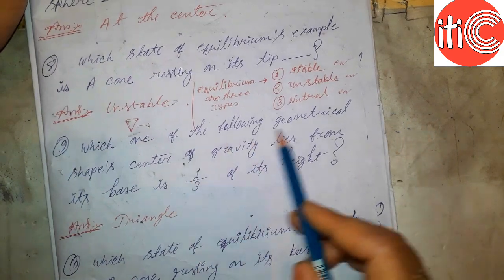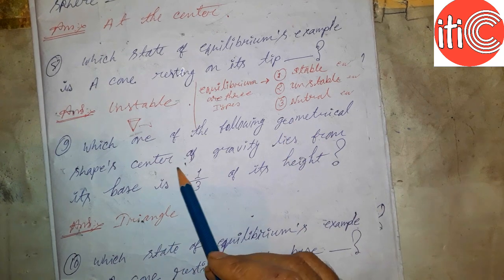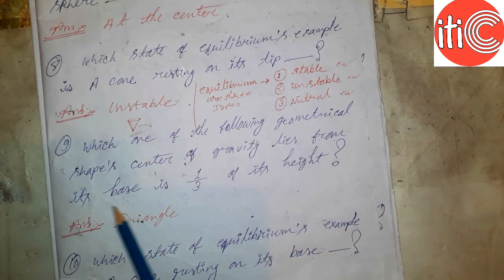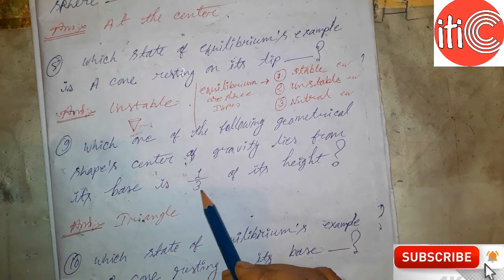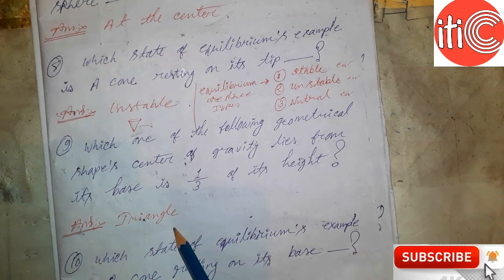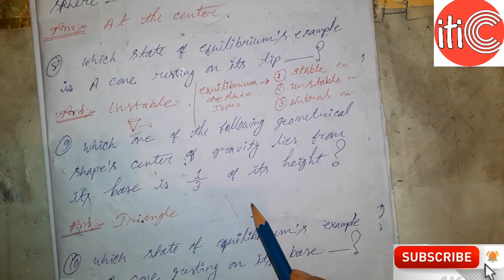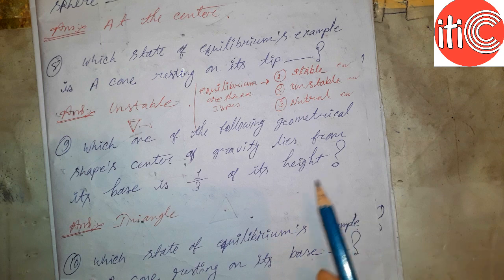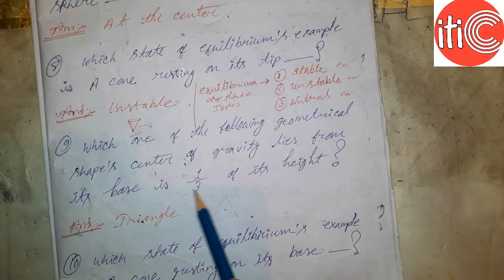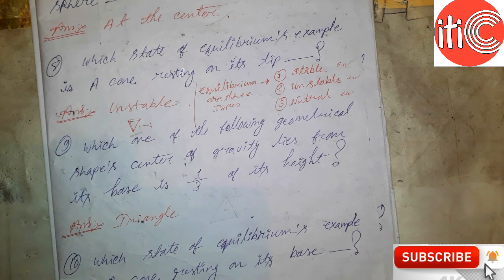Which one of the following geometrical shapes has its center of gravity at 1/3 of its height from its base? Triangle. The center of gravity of a triangle is 1/3 from its base.